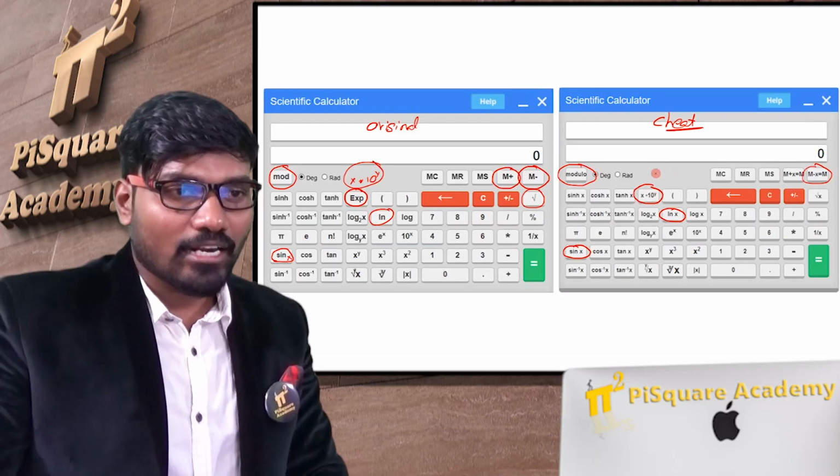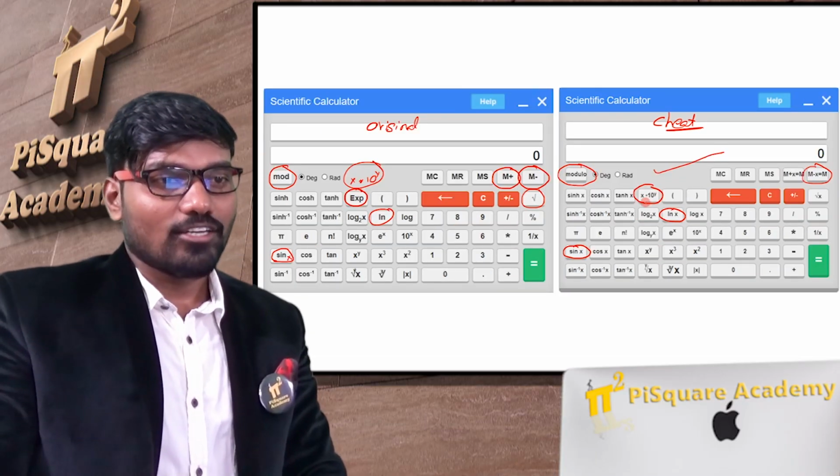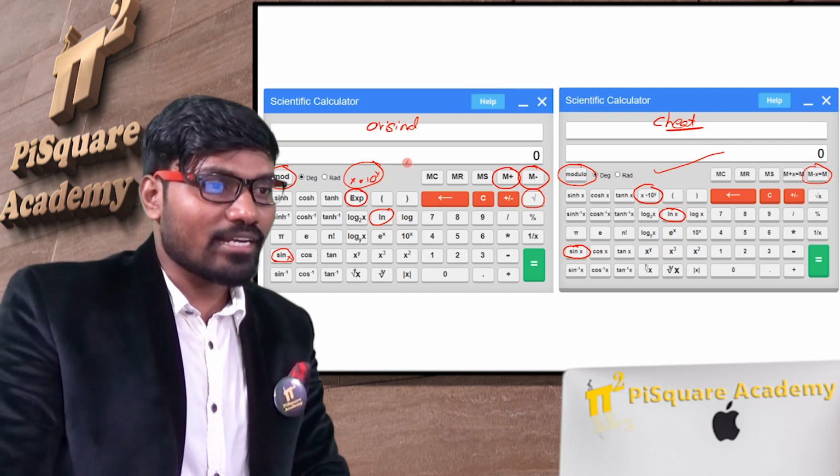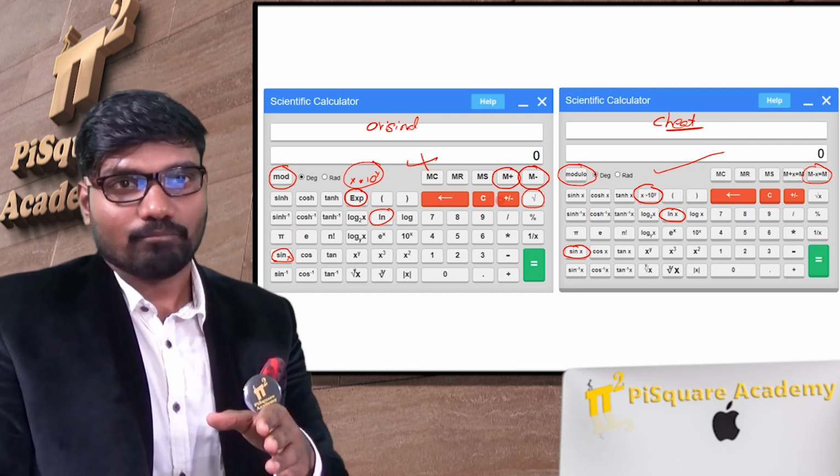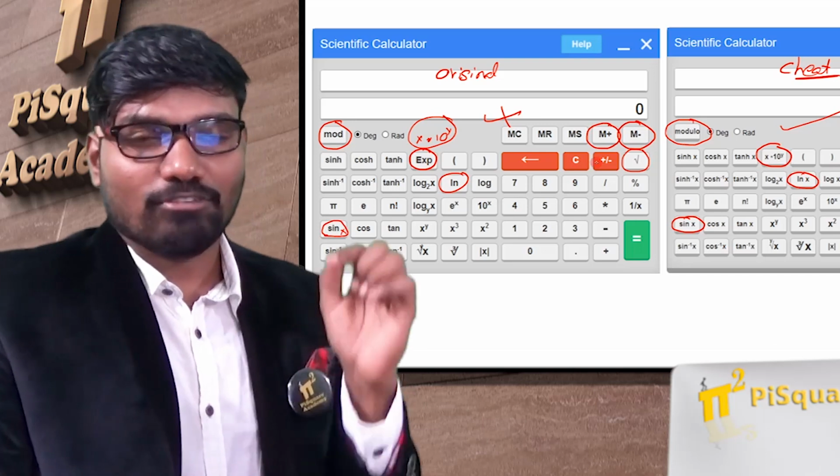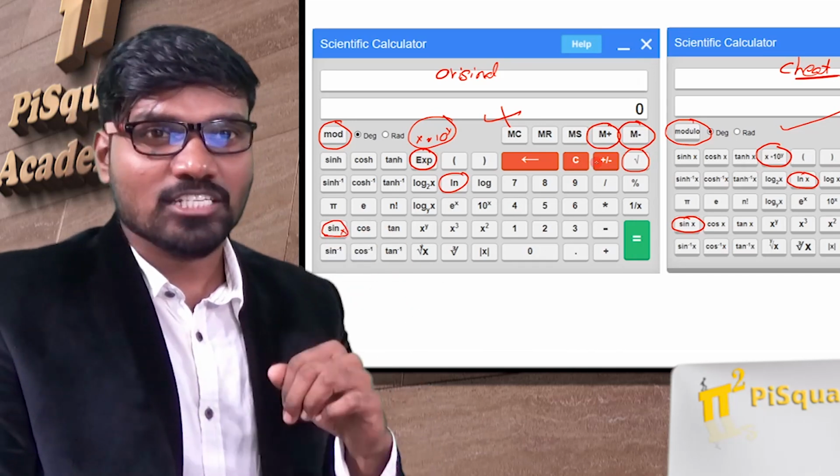Alright. I recommend you practice on this calculator so that you will apply the same practice here. It will definitely work. You can download this cheat calculator from the description link. I'll provide the link in the description.